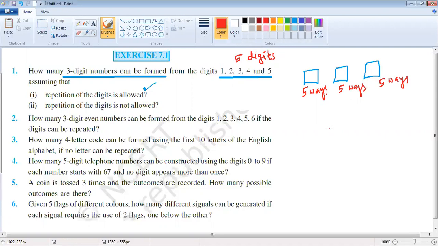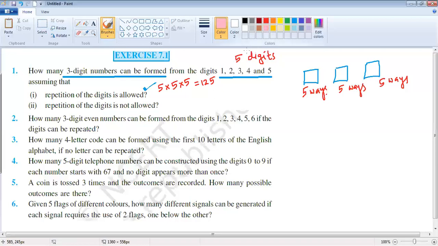So we know that by the fundamental principle of counting, if one event can happen in m ways, another event can happen in n ways, then together they can happen in m into n ways. So this can happen in 5 into 5 into 5, that is 125 ways. That means 125 three-digit numbers can be formed using the digits 1, 2, 3, 4, and 5, assuming that repetition is allowed.